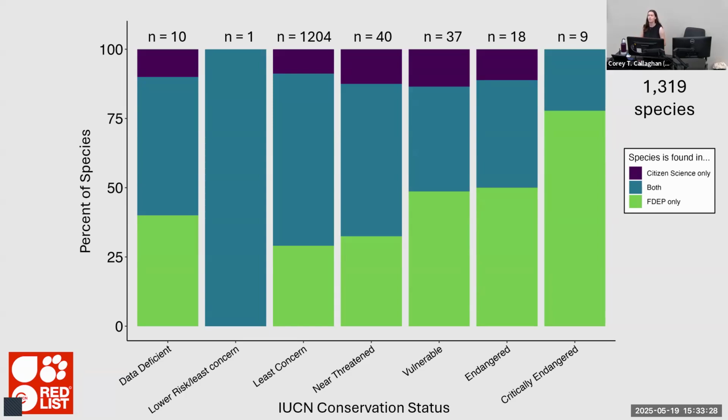What we're seeing here is that it is interesting that citizen science is providing the only documentation of some of the near threatened, vulnerable, and endangered species. However, none of these categories have that many species. For instance, vulnerable is only 37 species total, so that proportion is probably only 3 or 4 species. So even though this is an interesting result, it's not necessarily strong enough to signal a major difference between the contributions of citizen science and FDEP. We can't say that one source is only providing species of one category or another.